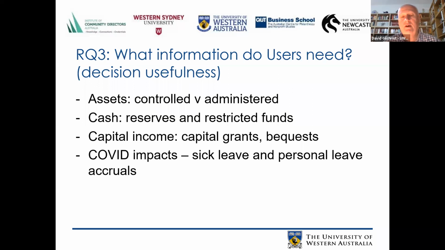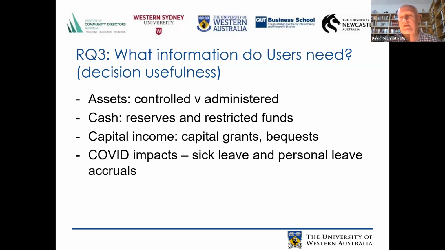Capital income was also something of a big issue for preparers and for those charged with governance in relation to charities. Why? Because capital grants in Australia are brought into the profit and loss income. But of course, when those capital grants are spent on the particular capital item that they're provided for, then that adjusts the balance sheet. There's an adjustment in the balance sheet rather than in the income statement.